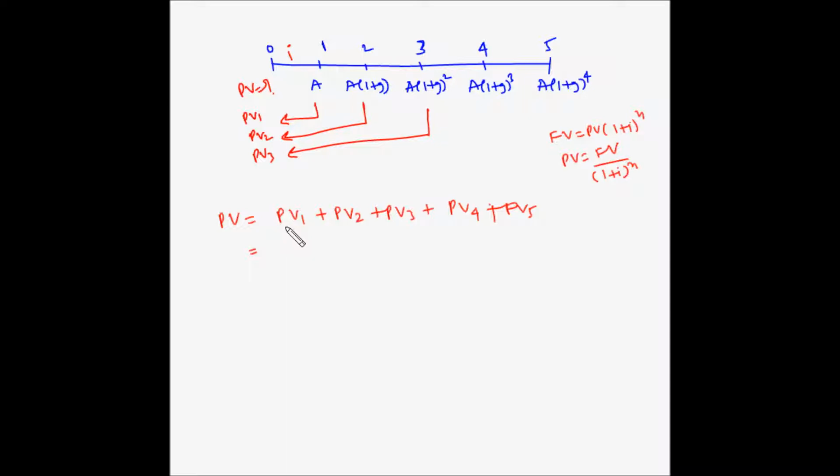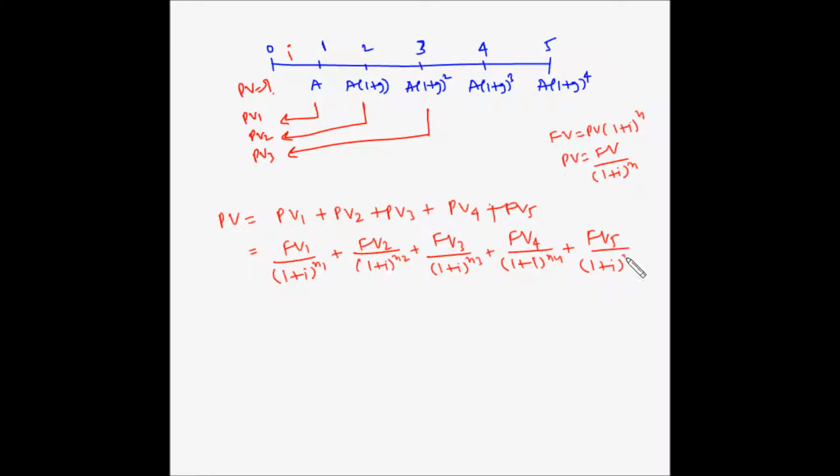So let's substitute. So PV1 is FV1 divided by 1 plus I to the power n1, plus FV2 divided by 1 plus I to the power n2, plus FV3 divided by 1 plus I to the power n3, plus FV4 divided by 1 plus I to the power n4, plus FV5 divided by 1 plus I to the power n5. Now the future value 1 is A.